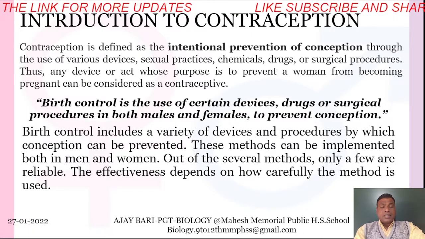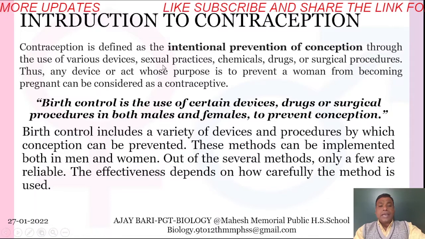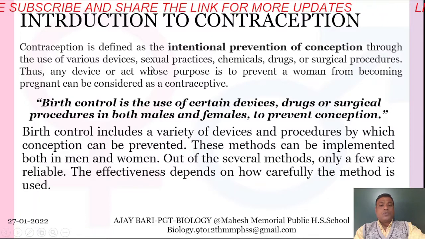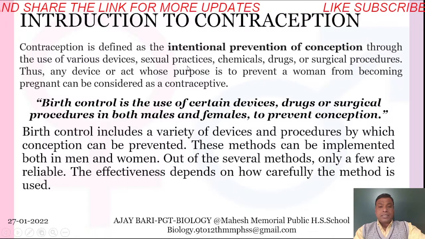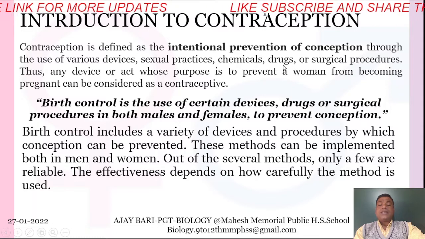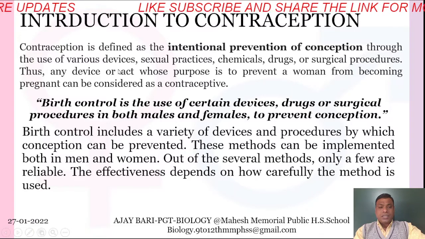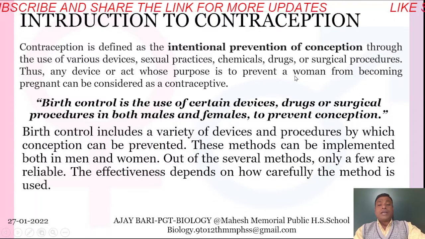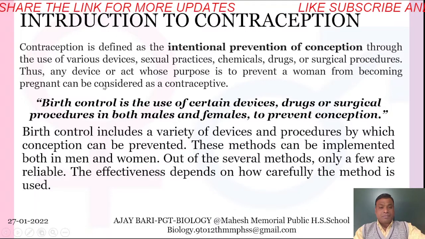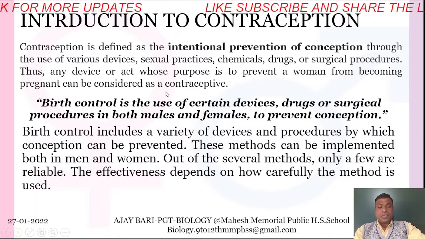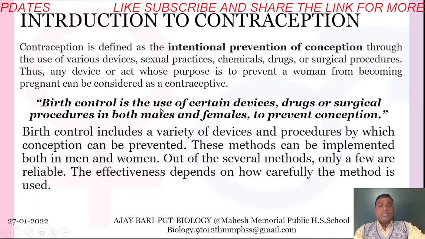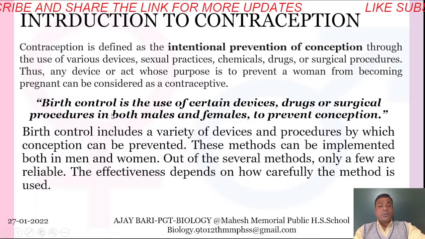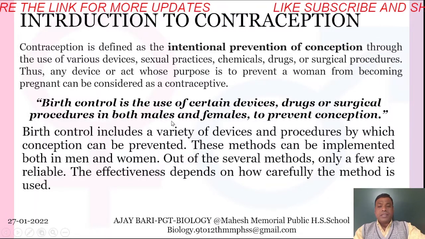Contraception is defined as an intentional prevention of conception through the use of various devices, sexual practice, chemical drugs or a surgical procedure. Thus, you can say any device or act whose purpose is to prevent a woman from being pregnant can be considered as a contraceptive. Birth control uses certain devices, drugs and surgical procedures in both male and female just to prevent the conception.